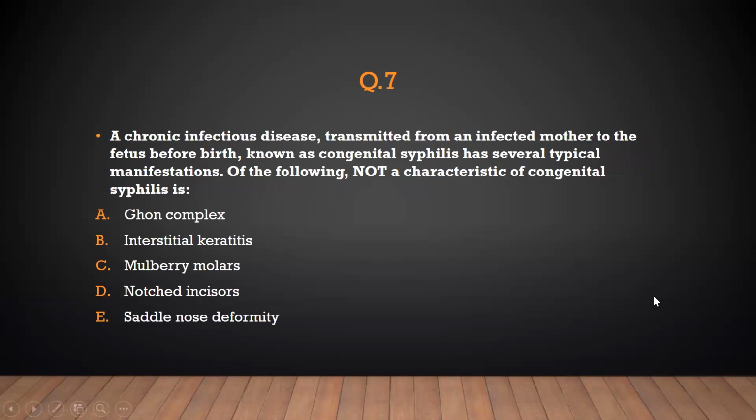A chronic infectious disease transmitted from an infected mother to the fetus before birth, known as congenital syphilis, has several typical manifestations. Not a characteristic of congenital syphilis is A, Ghon complex, B, interstitial keratitis, C, mulberry molars, D, notched incisors, and E, saddle nose deformity. A. Ghon complex is a characteristic of TB.